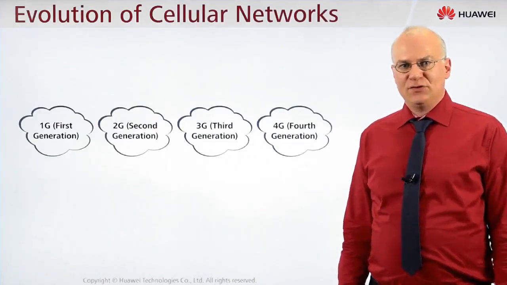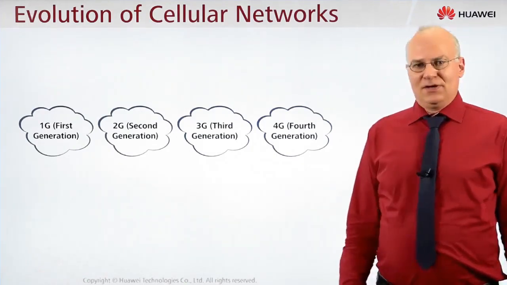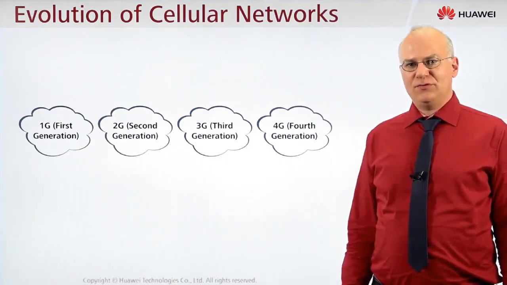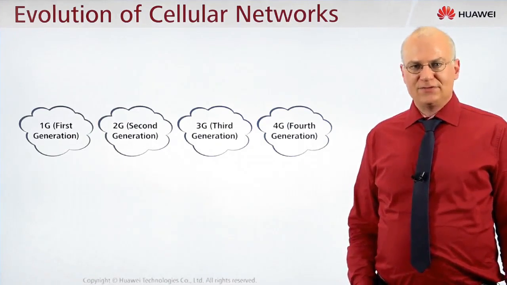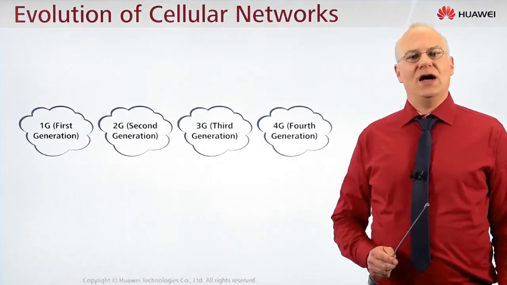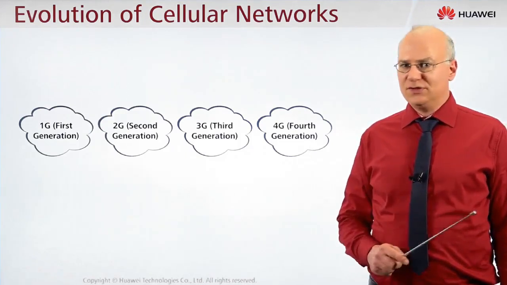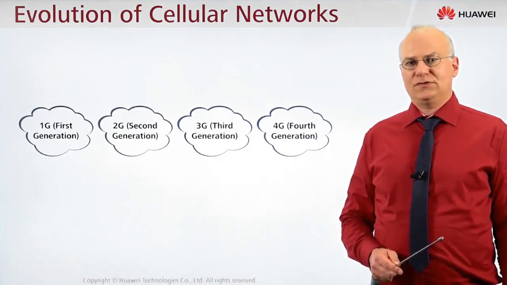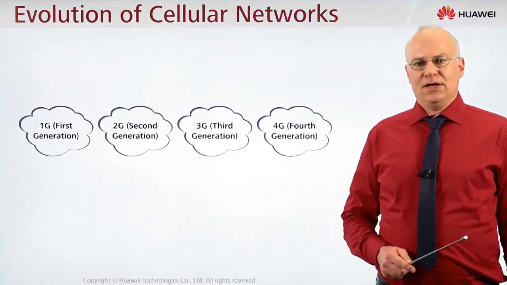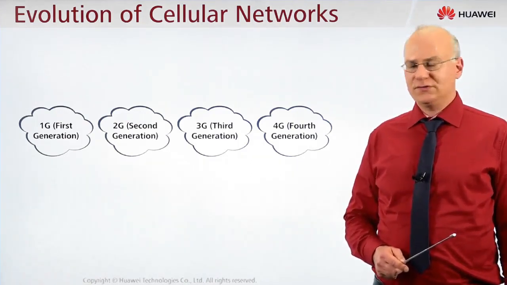So now let's have a look at the evolution of cellular networks. We have different generations of mobile phone networks. It all begins with the first generation of mobile networks, which are analog and are very diverse. So different types of networks were developed with low capacity and with almost no features, just for voice calls.